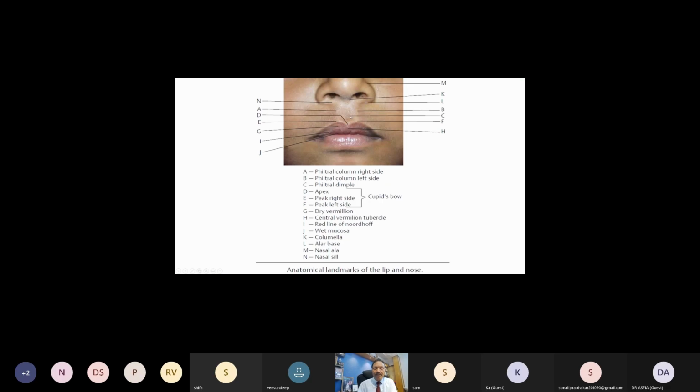And then this is a philtral dimple. This is a philtral ridge. Again, the ridge is not one sharp line. This is an area which is going up from here. And in different patients, this can go in different directions. Sometimes it goes directly to the columella, and in other patients it goes to the nasal sill area. So there may be variation in the philtral ridge. And then this is the columella, this is the nasal sill, this is the base of the ala, this is the ala.